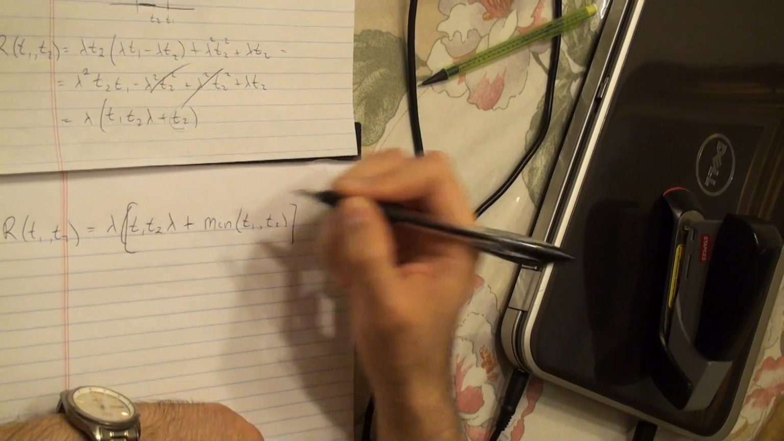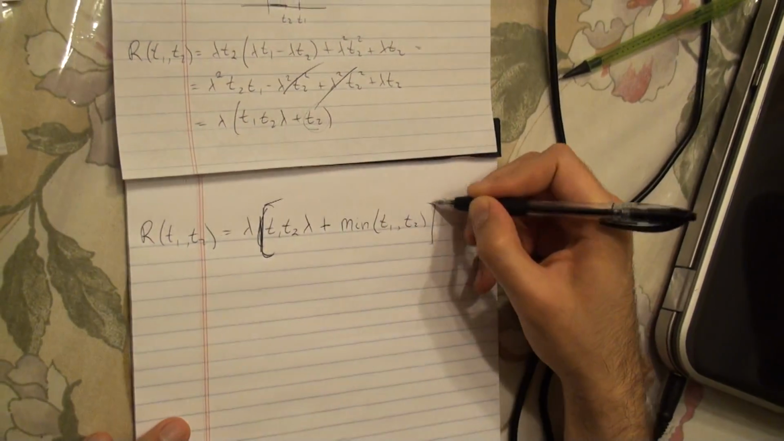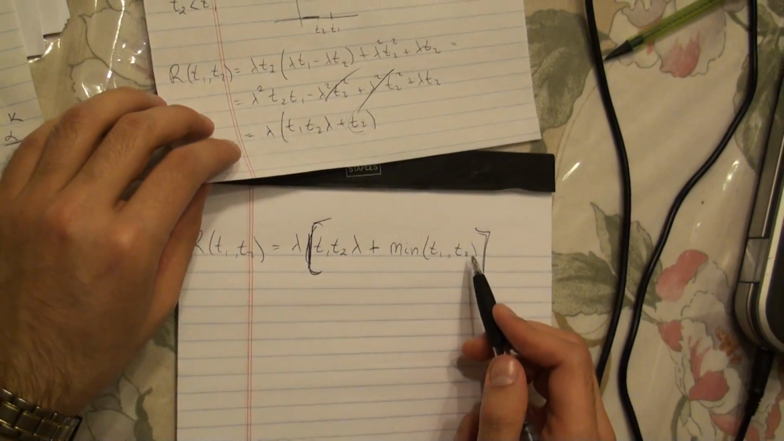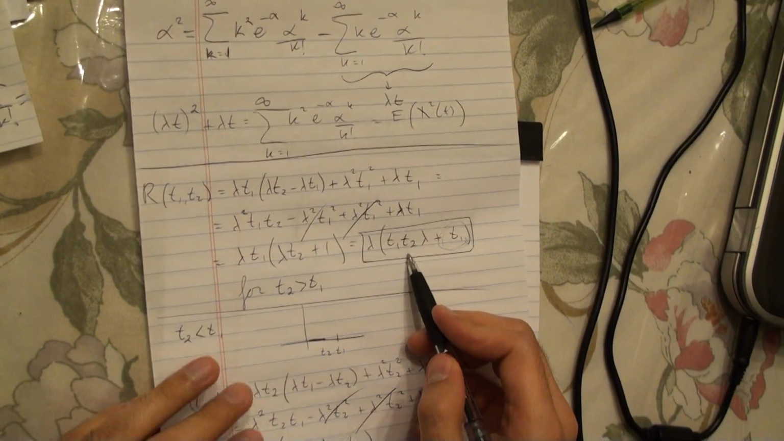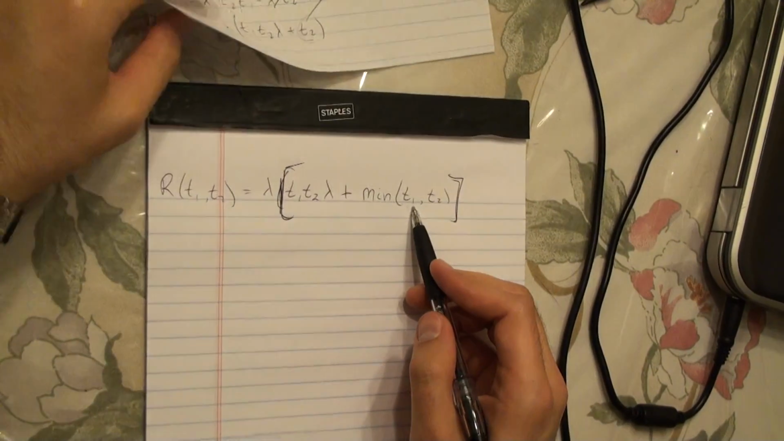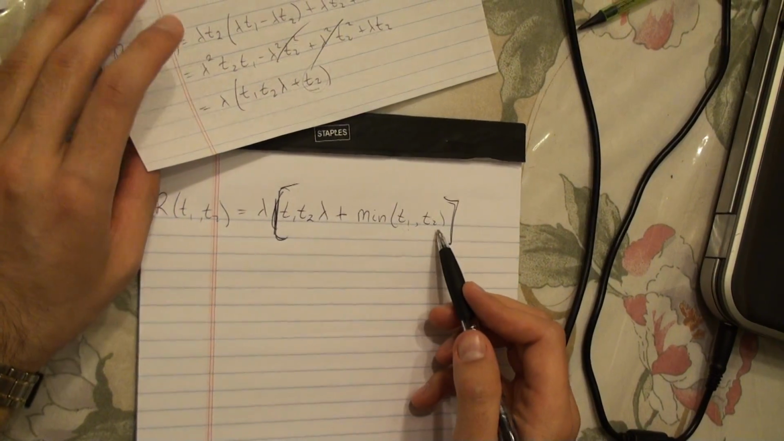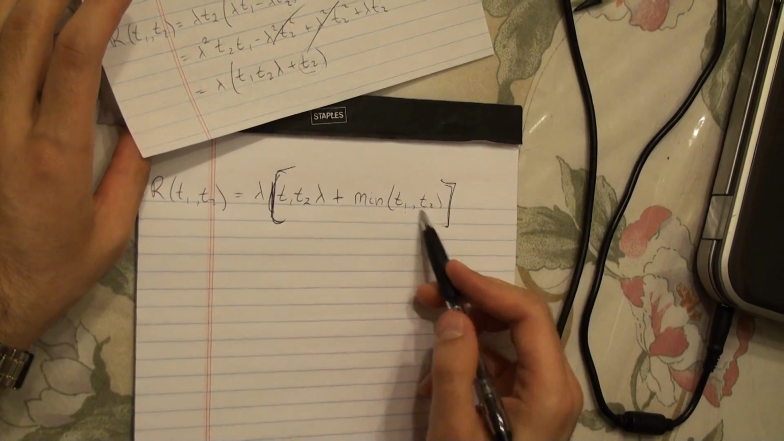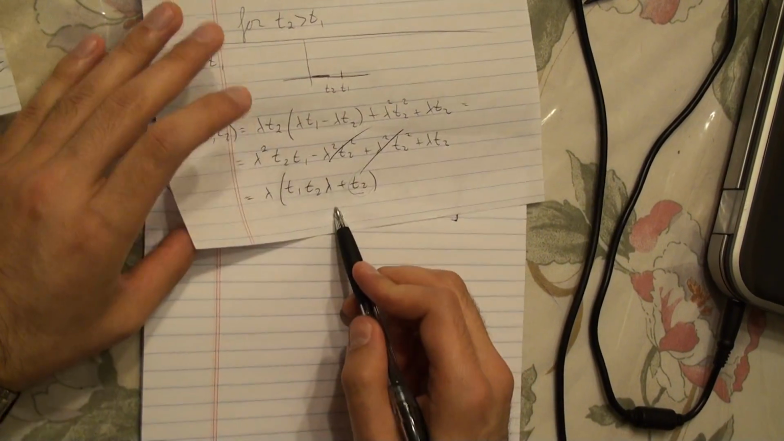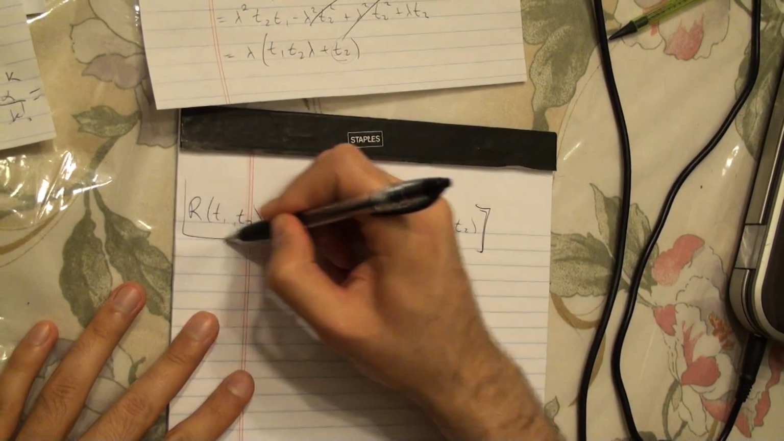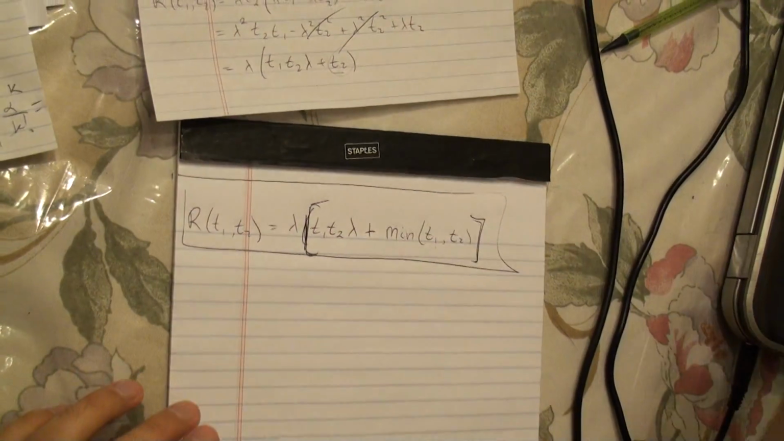So let's just quickly analyze this. When t1 is less than t2, we get this equation: the min just becomes t1, so we get exactly this. When t2 is less than t1, the min is t2, so we're left with exactly this. So that takes care of both situations, and that completes part B of the problem.